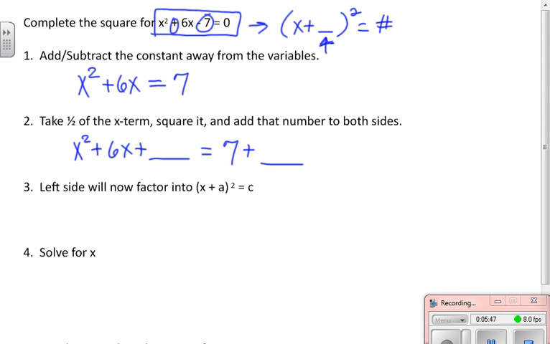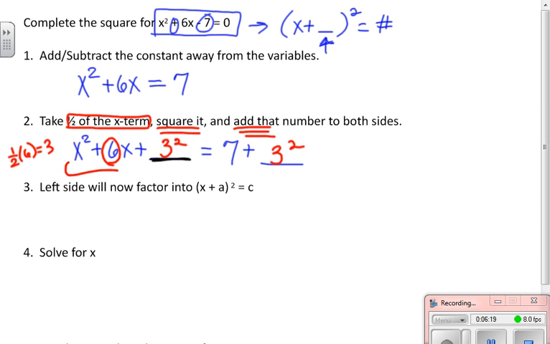So how do I find this number? I'm going to take half of the x term, I'm going to square it, and add it to both sides. So I take, off to the side, 1/2 of 6, which is 3. Now I'm going to square it. And when I square it, I'm literally going to write it as 3 squared. I'm not going to write 9. And that will be clear in a moment. Since I added 3 squared to one side, I'm going to add 3 squared to the other.